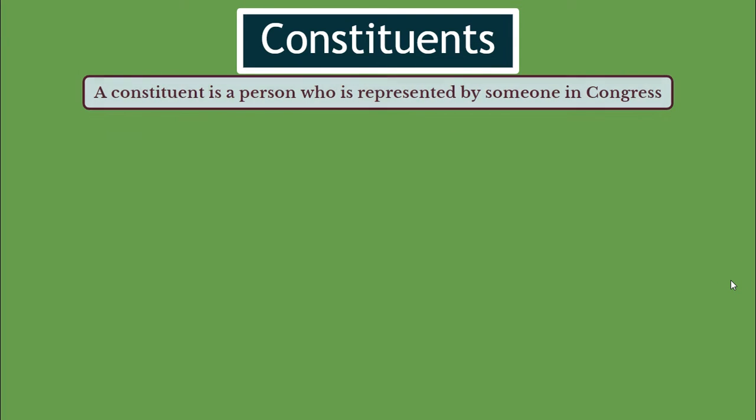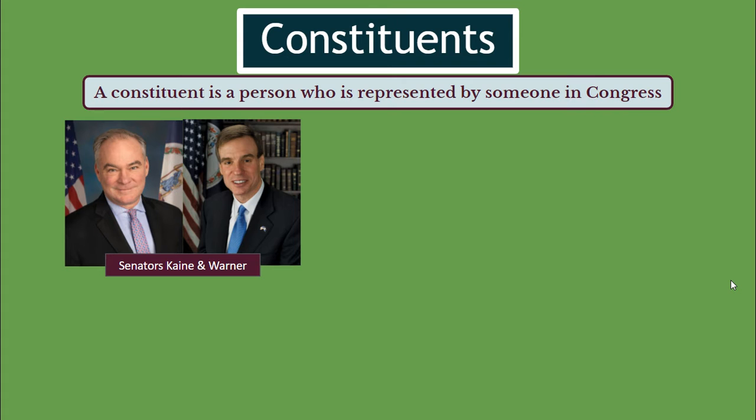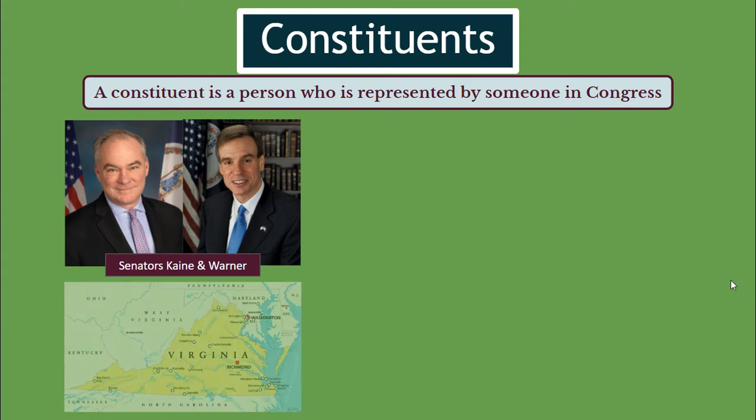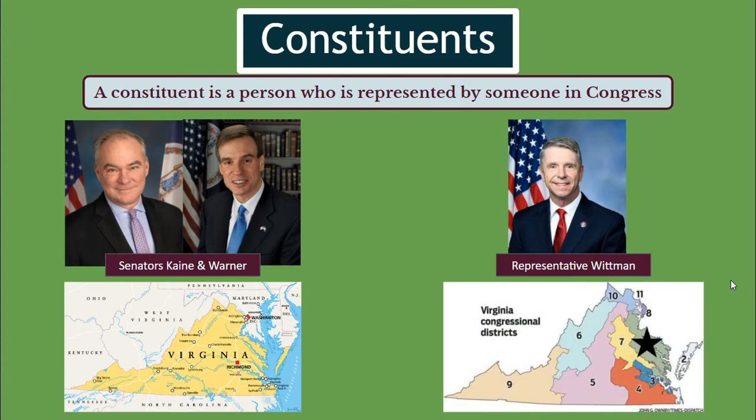We're going to look first at how constituents influence lawmakers. A constituent is a person who's represented by somebody in Congress. So again, you are a constituent of Senators Kaine and Warner because they both represent the entire state of Virginia. So everybody who lives and works in Virginia is a constituent of Kaine and Warner. Representative Whitman represents the 1st District in Virginia, so you are a constituent of him as well.